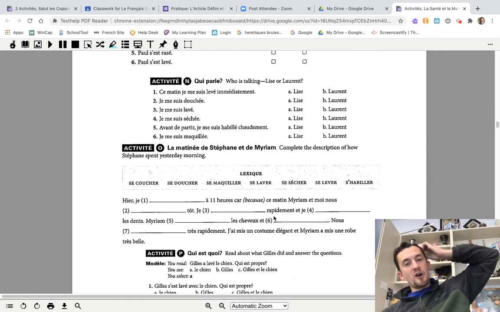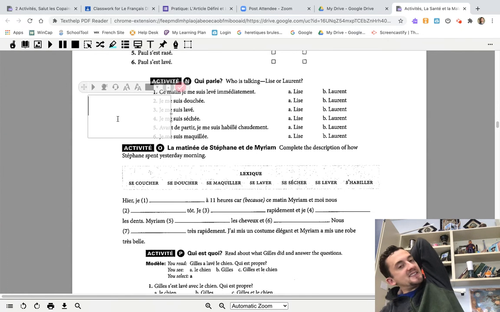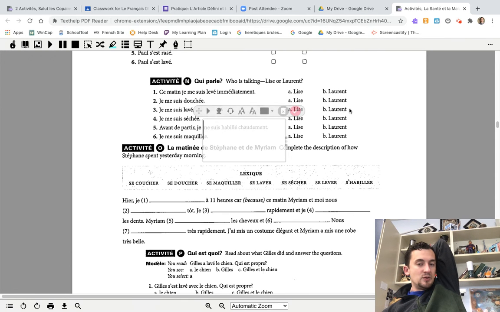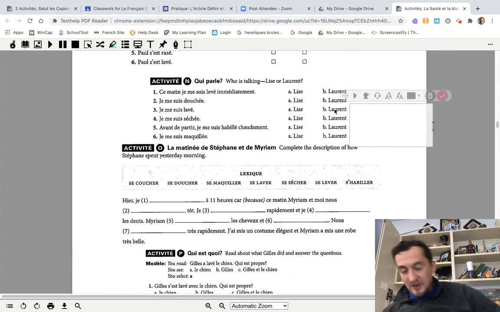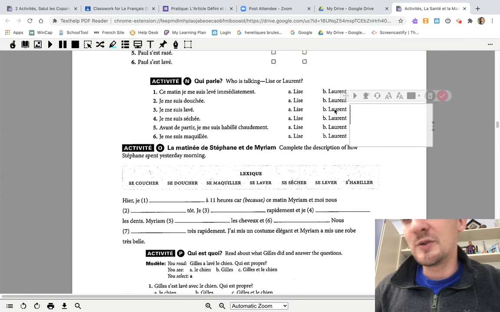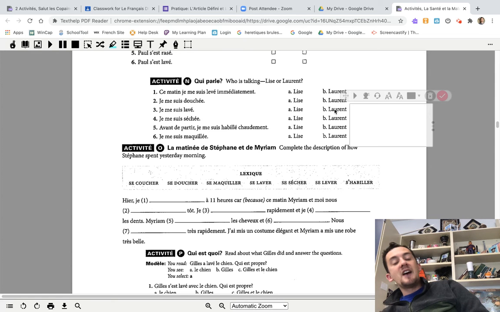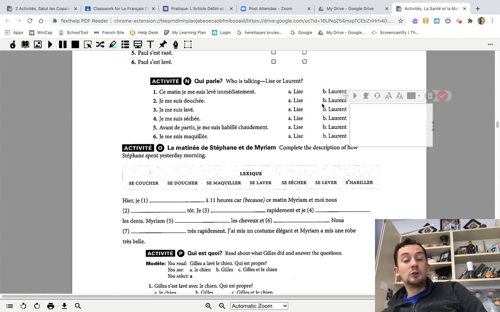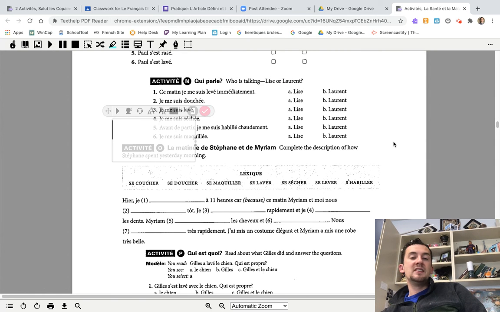Activité N, qui parle? Who's talking? Lise or Laurent? Now, we're practicing the past tense in this one. You can probably see because you see je me suis, je me suis, je me suis. That is what you use when speaking in the past tense with reflexive verbs. Je me suis habillé, je me suis levé, je me suis séché les cheveux, etc. So Lise is obviously a girl, and Laurent is a guy, even though it might look like a female name to you. Laurent is a guy name. So who says what? You've got number one, ce matin, je me suis levé immédiatement. I got up immediately.